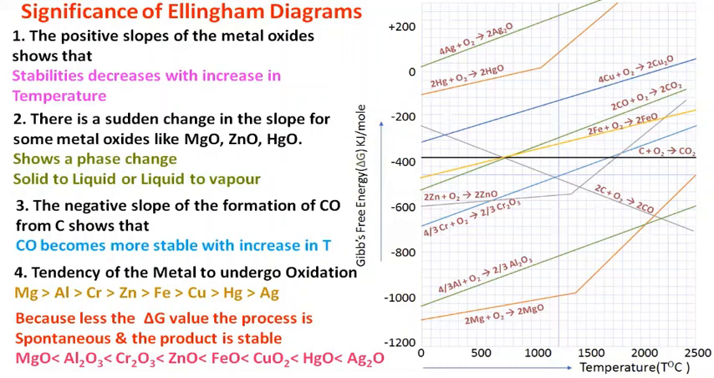So this is the order which shows that the delta G value is increasing from magnesium oxide to aluminum oxide, chromium oxide, zinc oxide, ferrous oxide, cuprous oxide, mercuric oxide and silver oxide. As the delta G value goes on increasing, automatically stability is decreasing. That is why magnesium has more tendency to undergo oxidation. You can see the order clearly.